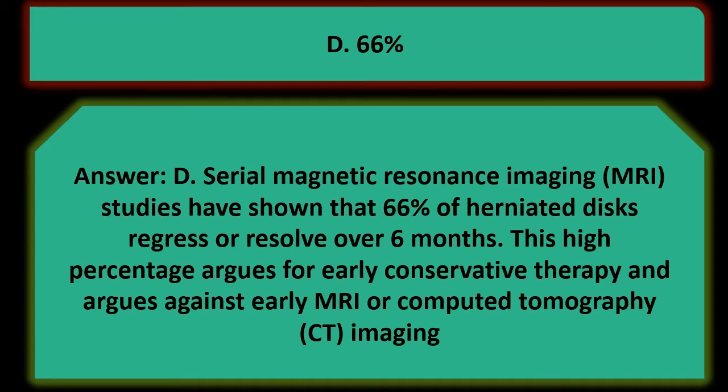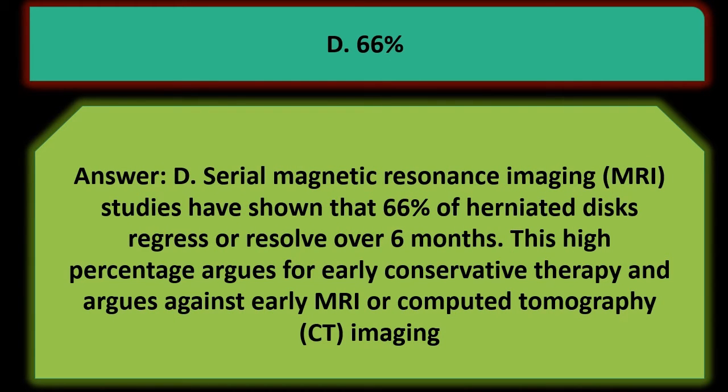Serial magnetic resonance imaging studies have shown that 66% of herniated discs regress or resolve over 6 months. This high percentage argues for early conservative therapy and argues against early MRI or computed tomography imaging.